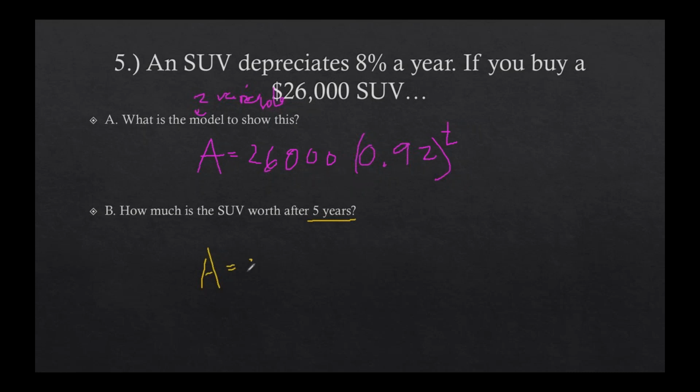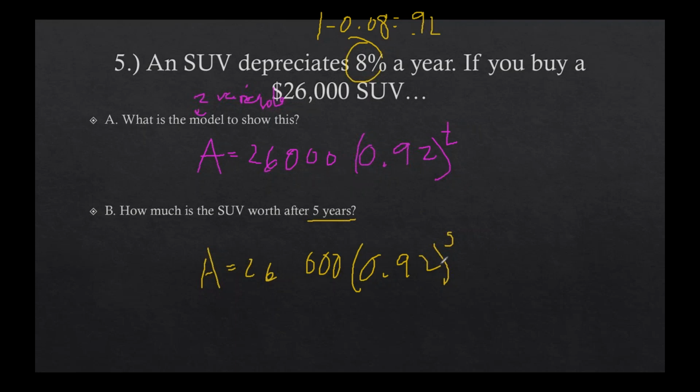All right, so then we have, as Vanessa had there, 26,000 times 0.92 raised to the 5th power. And remember that 0.92 comes because we're subtracting 8%, which is 0.08. That's where the 0.92 comes from, for anybody watching. So when we throw in the 5 into the exponent, how much is this worth after 5 years? What do we get? 17,136.12. Yep.